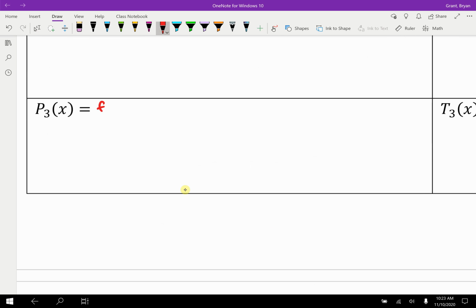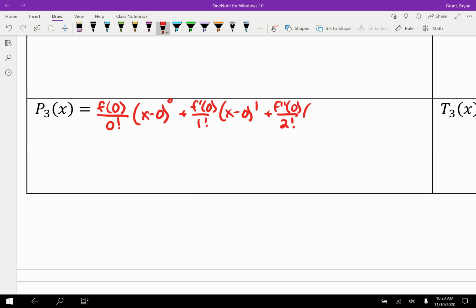Well, it's going to be f of 0, because we're centered at 0, divided by 0 factorial times x minus 0 to the 0th. Okay? F prime of 0 over 1 factorial x minus 0 to the 1st. We need a second derivative at 0, and we definitely need a third derivative at 0, and I think we get to stop after that, because now we're to a 3rd power, a 3rd degree. We already did this earlier, f of 0, f prime of 0.